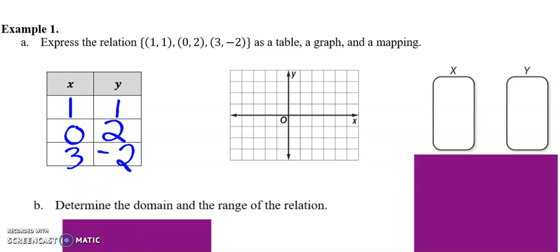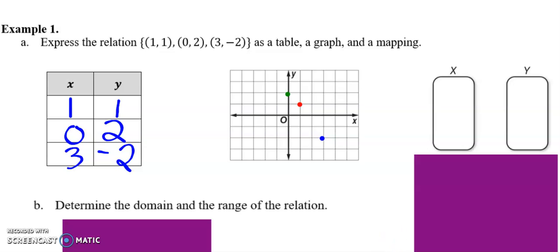The next thing we are going to do is create our graph. So remember, when we're graphing, we always start at the origin. The x value tells us to go left or right. The y value tells us to go up or down. So our first one is 1, 1, right 1, up 1. Our next ordered pair is 0, 2. So we just go up to 2. And our last ordered pair is 3, -2, right 3, down 2. Those are the ordered pairs.